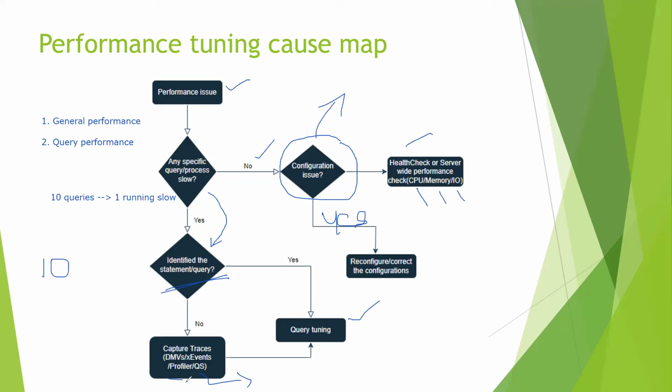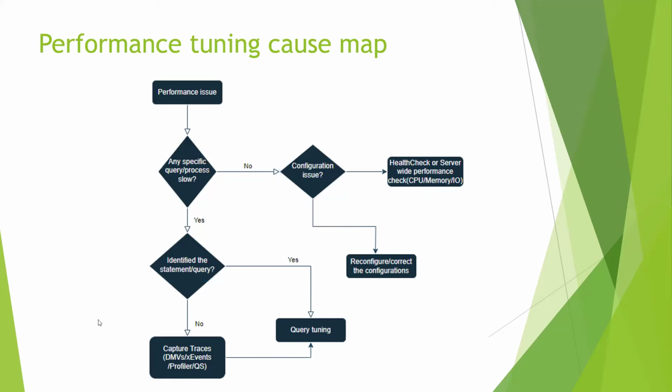later in one of the sessions, right? And we'll talk about the extended events, DMVs, and profiler as well. So we'll have to capture the query to identify the specific query, then we'll go ahead and check the query tuning further, right? So this is how the high level performance cost map works.